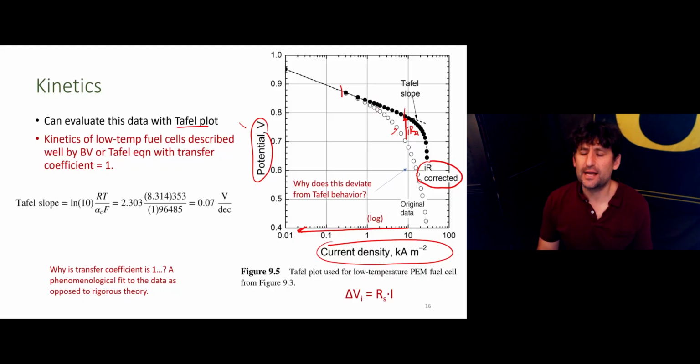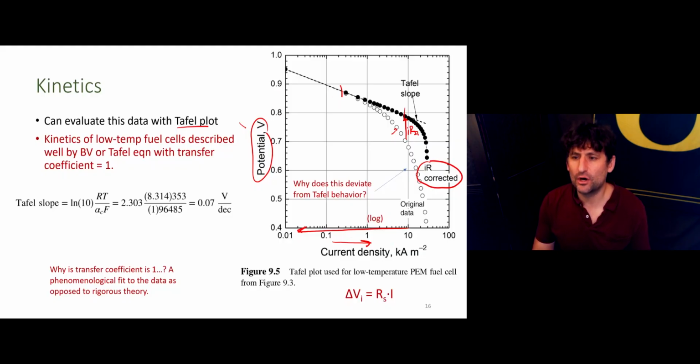How do we know that the Tafel equation is holding over this region? Well, the plot is linear on a semi-log scale. So the current is increasing logarithmically as I move from left to right on this plot, and the potential is only decreasing linearly. So a small change in potential is giving rise to a large change in current. This is the definition of the Tafel behavior.